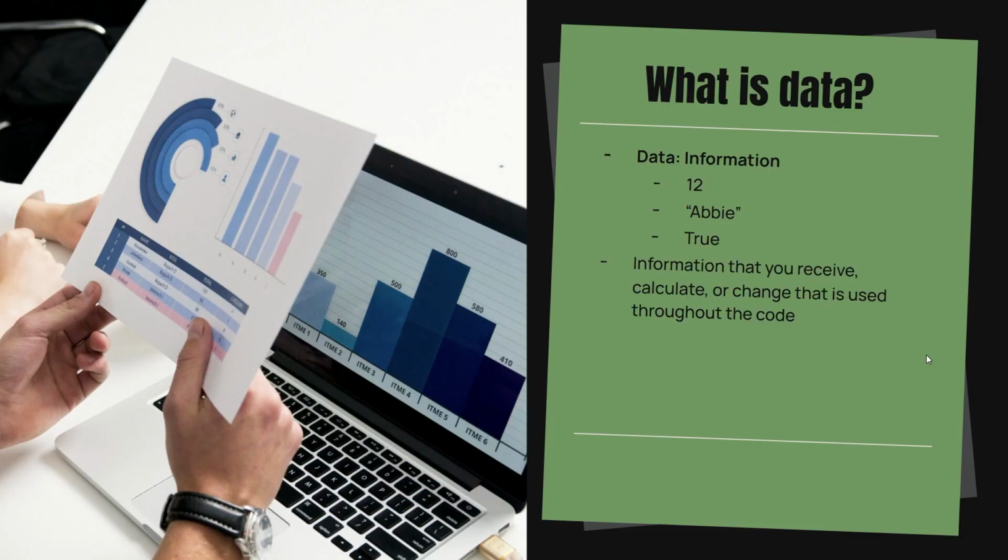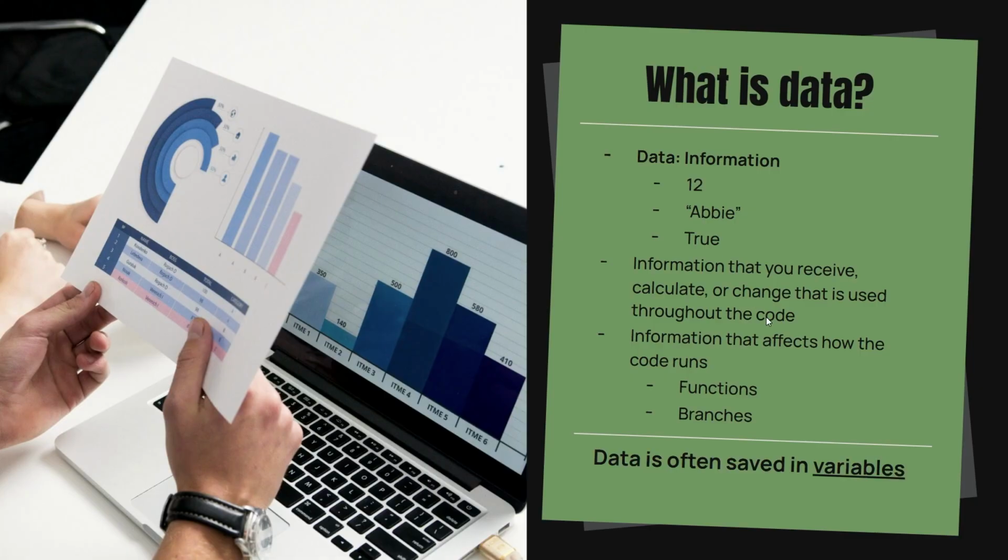Within the realm of computer science, data is information that you receive from a user, information that you calculate or change that is used throughout the code. And sometimes that information affects how the code runs, such as functions where you pass in information and it does something with that information. And sometimes the code branches off based on what that information is, such as true up here. Sometimes code has different branches if something is true or something is false. So information is essential for the running of computer programs. And data is often stored in things called variables.